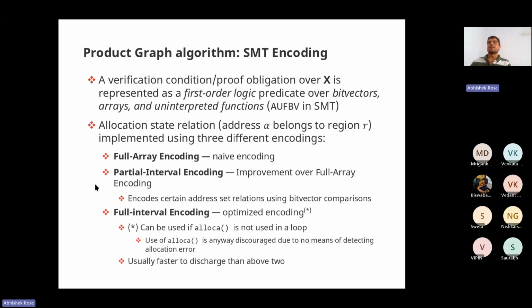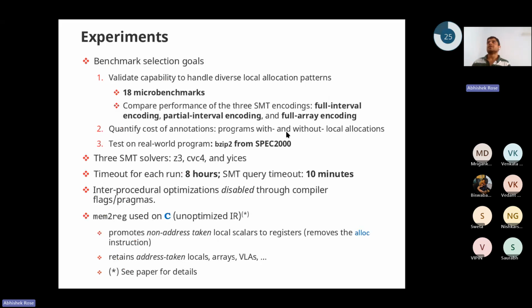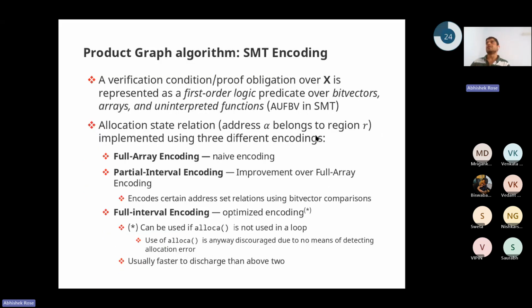One particular obligation that we do is an allocation state relation, which says that an address alpha belongs to region R. You can see that this particular relation is required, for example, for proving well-formedness of a stack allocation. Recall that the constraint requires that the address range that you're trying to allocate belongs to the stack. So the proof obligation would be discharged for that check.